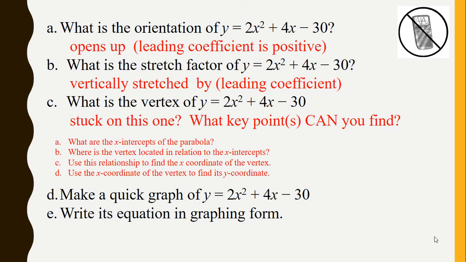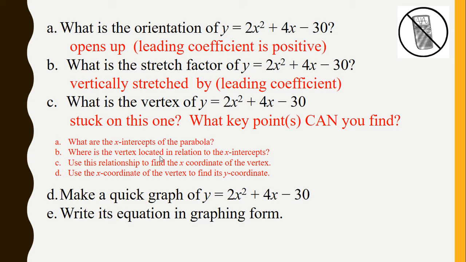We know that it's opening up because the leading coefficient is positive. We know it's vertically stretched because the leading coefficient is a 2, it's more than 1. And to get the vertex, how could we do that? Well, we did that actually in the RPOD. To get the vertex, we found the two x-intercepts, and then we found the axis of symmetry, which is the halfway point between them, and then we plugged that x-coordinate in to get the y-coordinate.